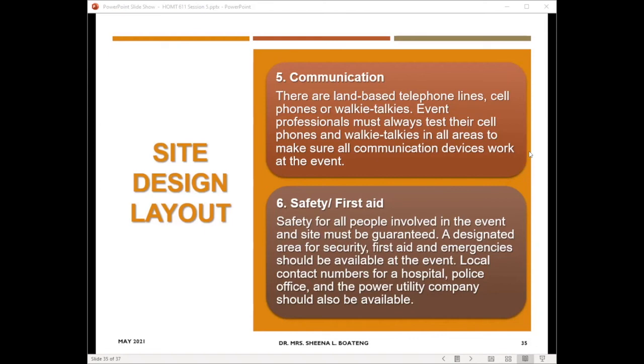But generally, if it is an event like the Olympic Games, the power utility company will be available or they will be on standby to ensure that there's no interruption in power supply.